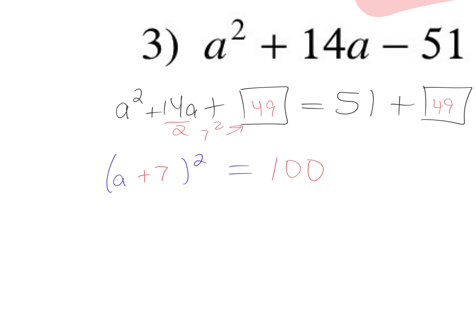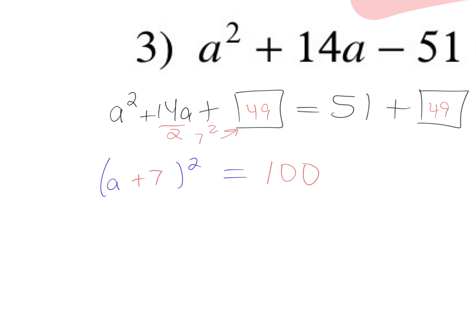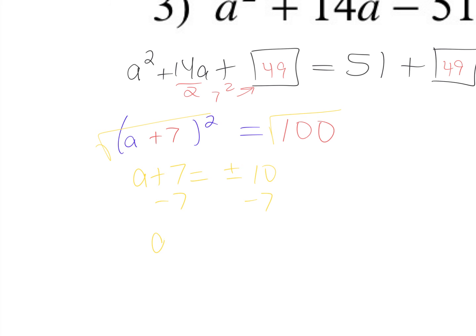Now, this is a very simple problem, but it can be a little confusing when you get to this point because you guys are used to seeing square roots. How do you get a by itself? You take the square root. So I have a plus 7 equals what? Plus or minus 10. And then do what? Minus 7. So a equals -7 plus or minus 10.